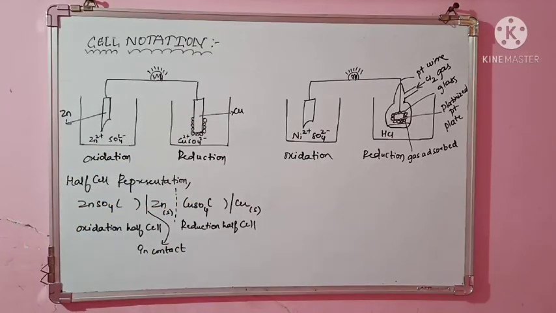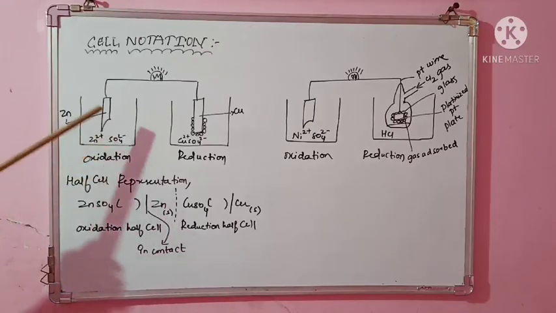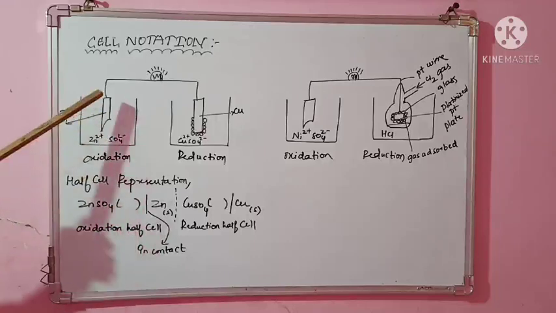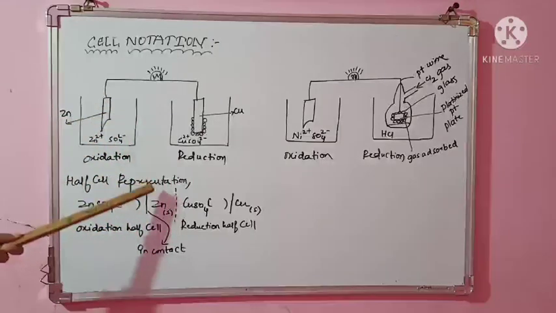So this is all about how you write the cell notation. Once again, I repeat what you have to write. First, zinc sulfate solution and its concentration. Then, in contact with the zinc electrode.